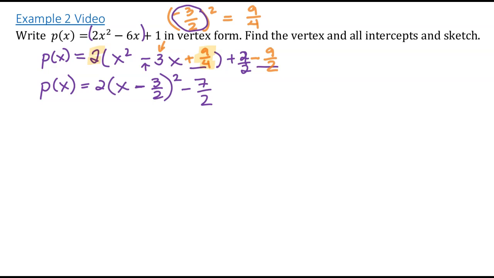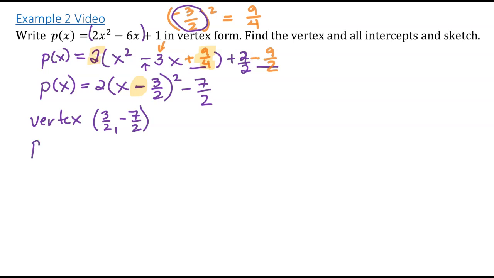So from this form, I can tell right away that the vertex is at 3/2, -7/2. Remember, you switch the sign in the parentheses. You do not switch the sign at the end. The y-coordinate doesn't switch. It's always the x's. That'll happen in 141 as well. They're always a little tricky.